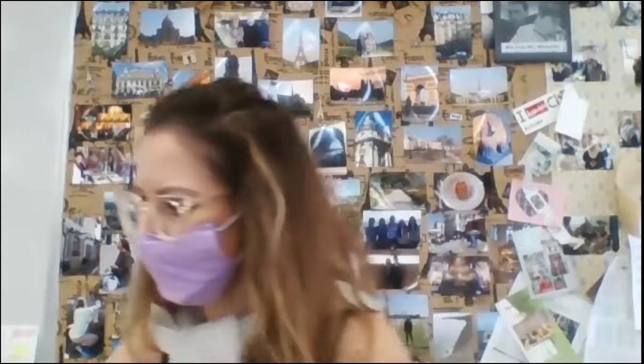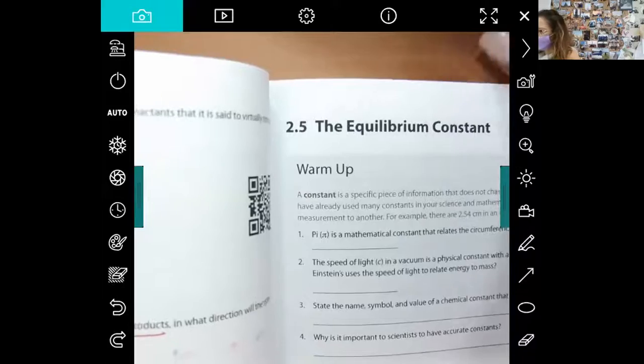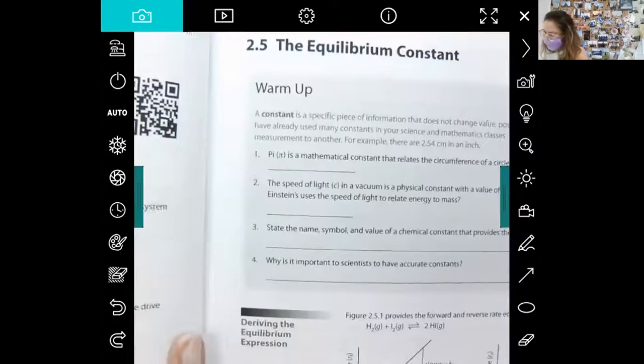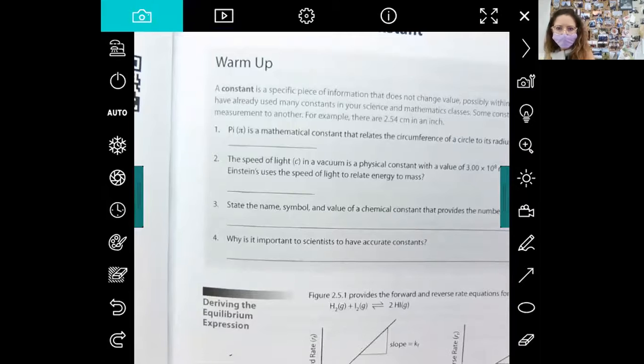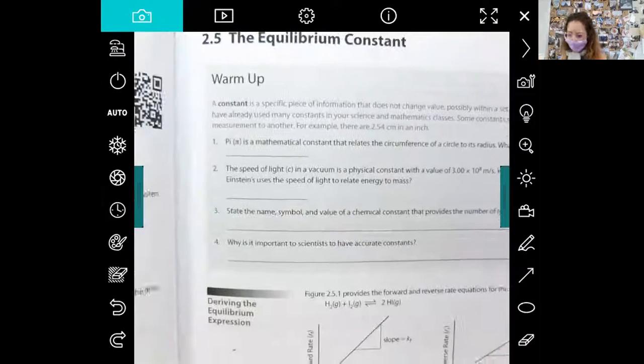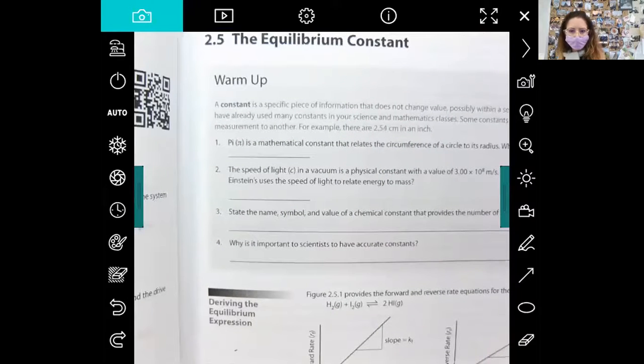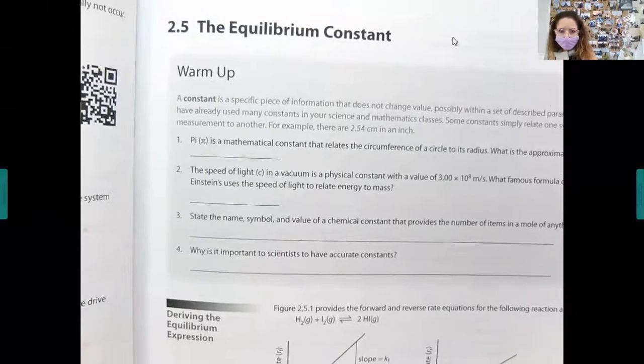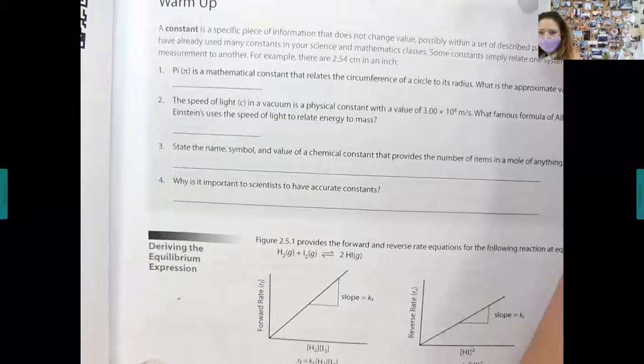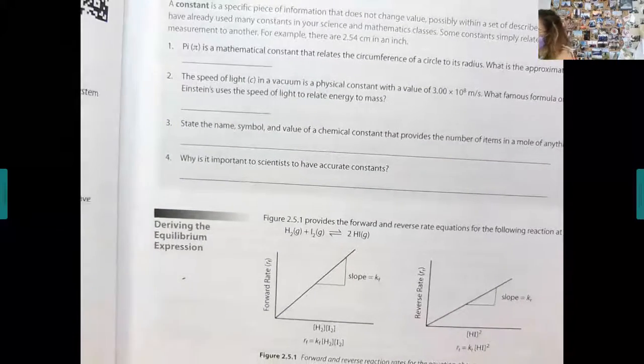Okay, so let's take a look at section 2.5. We're going to skip the warm-up. Let's come down to deriving the equilibrium expression.